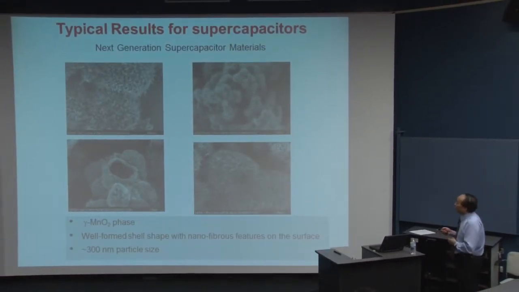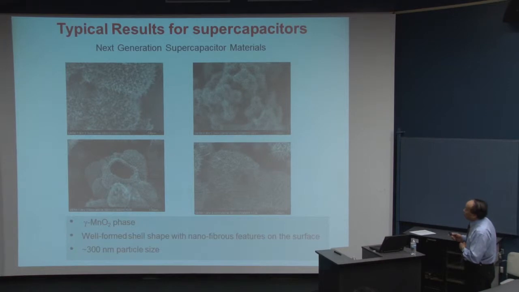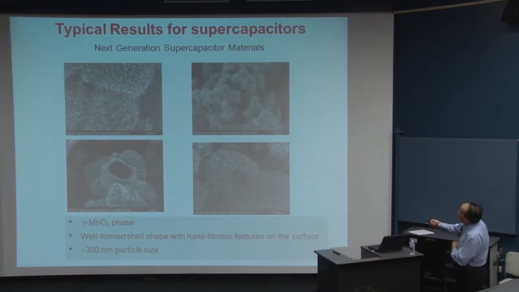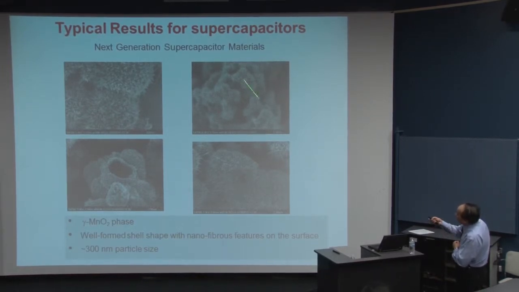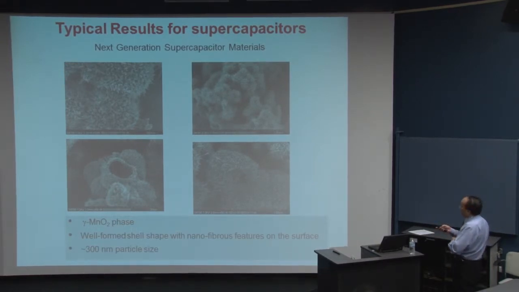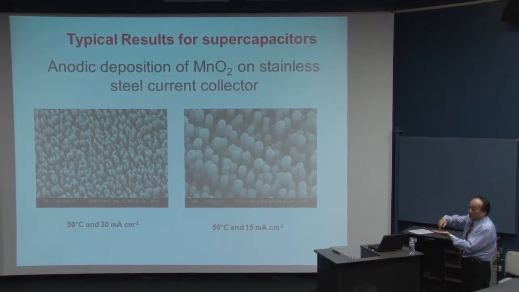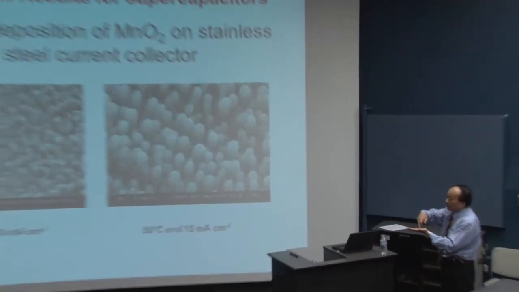And also for the supercapacitor, we synthesize some manganese dioxide material. For example, this is the material we make, with a very, very high surface area. And also another material, where we essentially grow the material on the electrode current collector to get this kind of fancy structure. And you see this kind of structure.